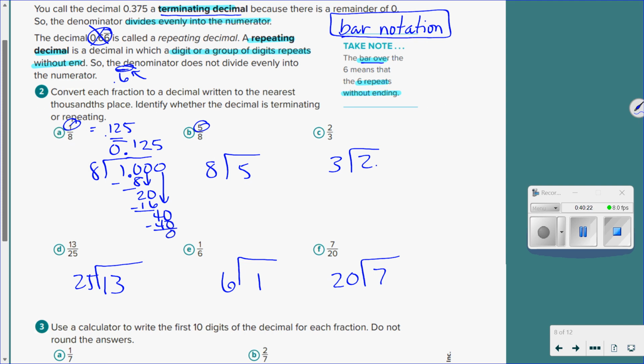3 will not go into 2, so I bring my decimal straight up, bring a trailing 0. 3 goes into 20 6 times, gives me 18. Subtract that away, and I get 2. Anybody see a pattern? Should. So will that ever end? No. It will never end. So my answer is 6/10 repeating. I put the bar notation right there where I see the repeating begin.